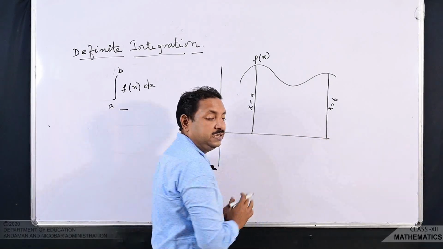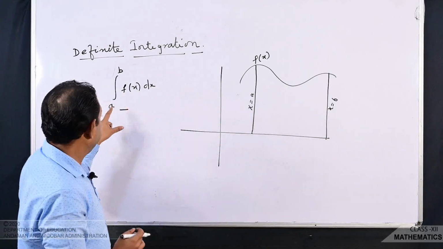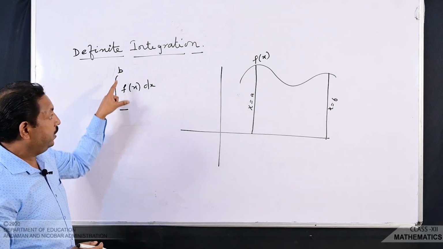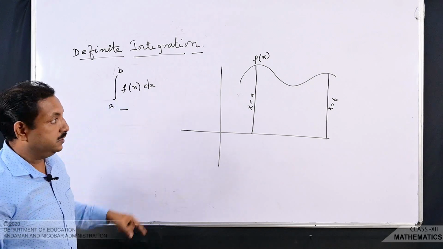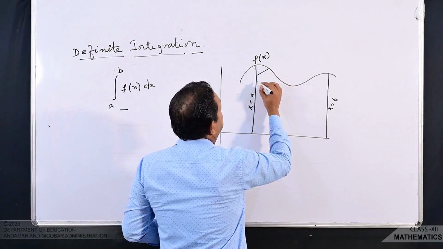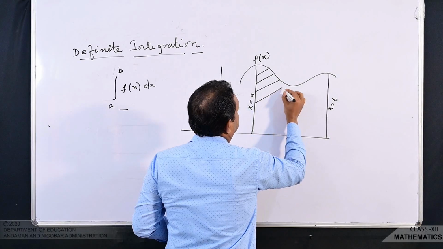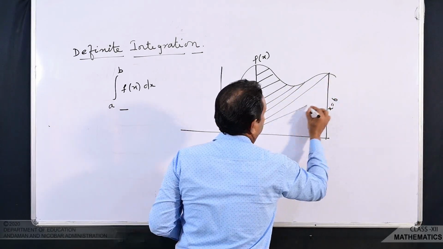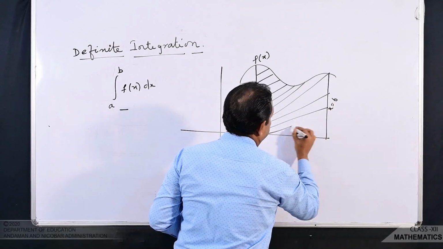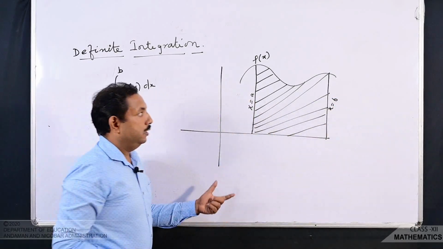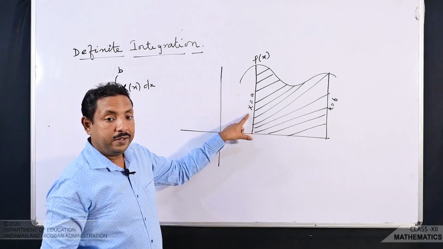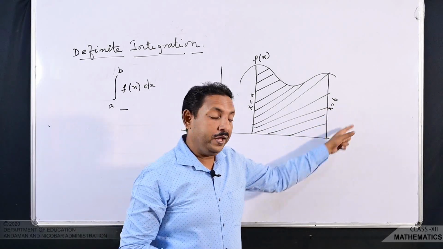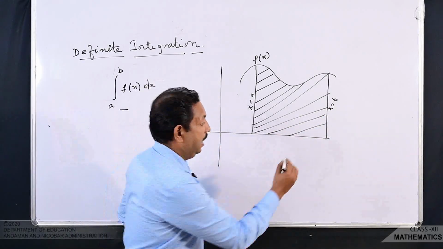Over this x axis. Now, integration from a to b f of x dx means the area, this area we are talking about, that means area under this curve, bounded by the ordinates of x equal to a and x equal to b and the x axis.